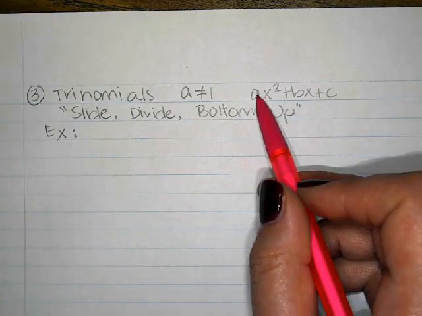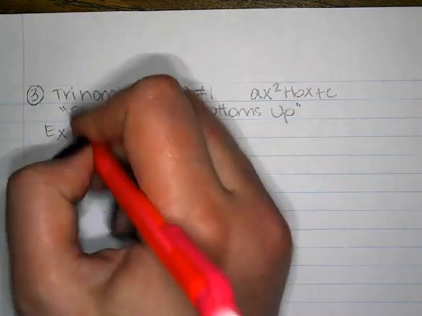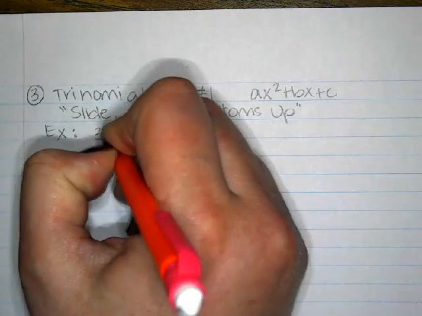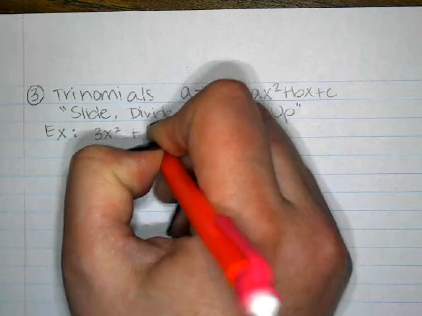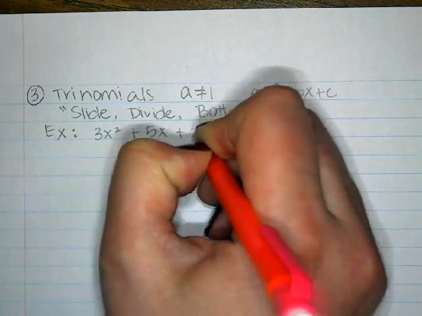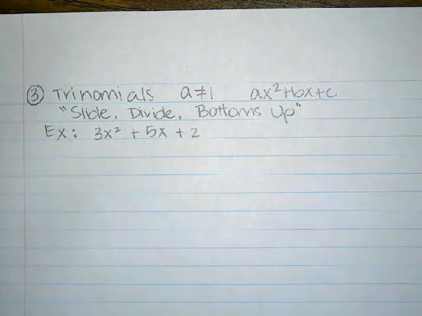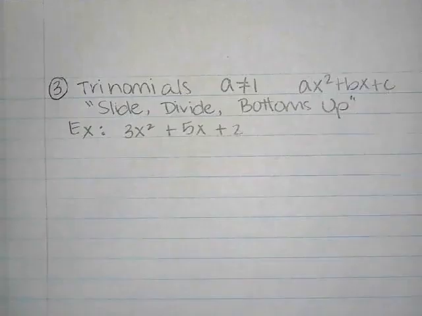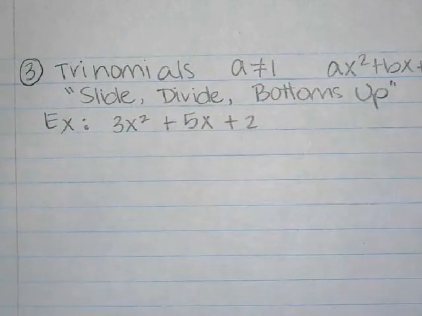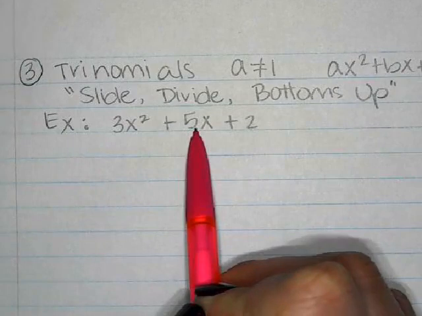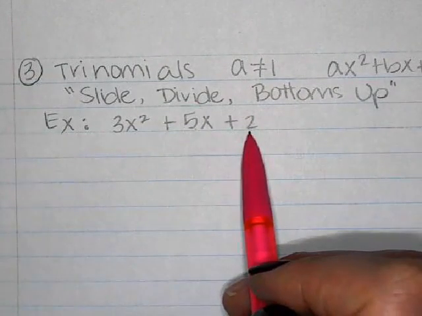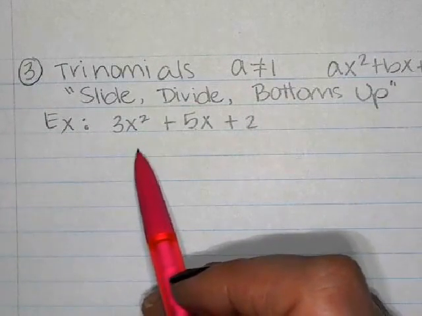You look at the problem, there's still a number in the front. So we're going to do 3x squared plus 5x plus 2. If you look at this problem, there's a 3 in the front. 3 is not a GCF. You can't divide 3 out of 5. You can't divide 3 out of 2. So the 3 in the front has to stay there.